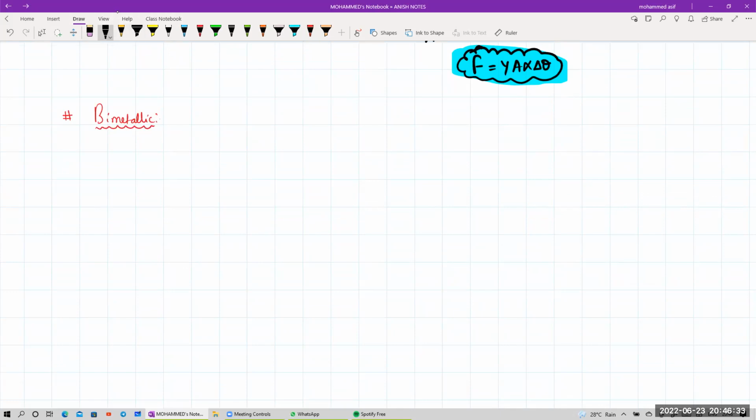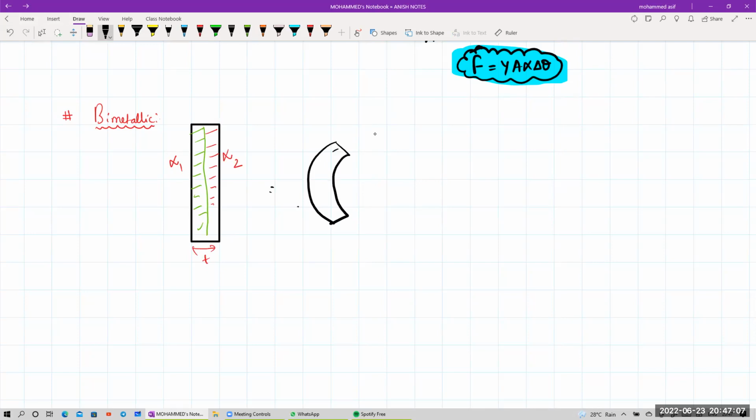What do you mean by bimetallic? Bimetallic means it is a combination of two different metals. Like from here to here, there is one metal. It is used in fire alarms. This one is one metal, and there is another metal like this. One metal expands, the other contracts. This is alpha 1 and alpha 2, and the thickness is T. So when you heat it, it will try to bend something like this. This will be your bending, this will be your radius, and this makes a total angle of theta.